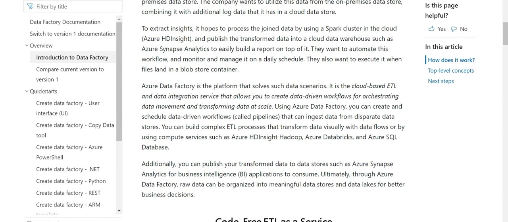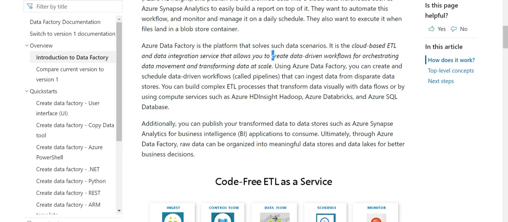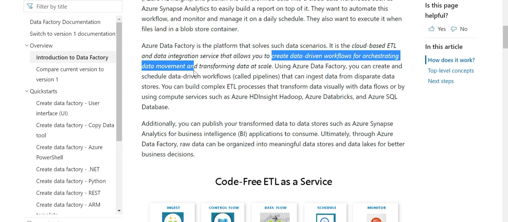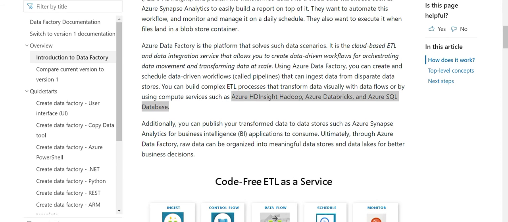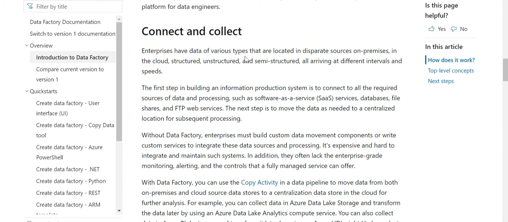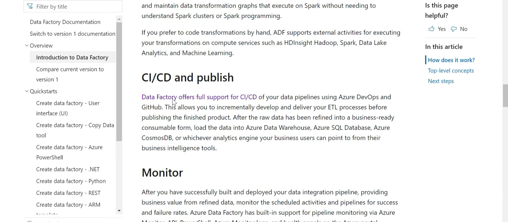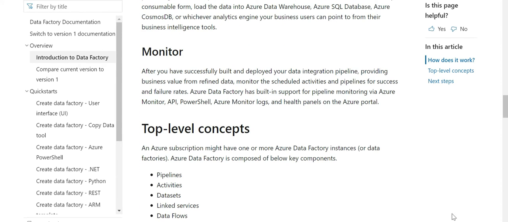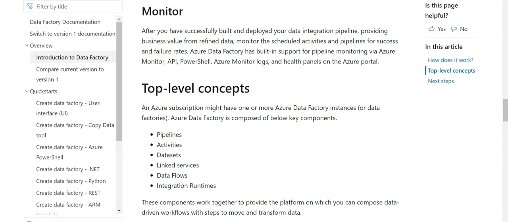Now you can connect it to various databases. You can connect it to HDInsight. You can connect it to Synapse Analytics, and you basically create data-driven workflows for orchestrating data movement and transforming data at scale. You can connect it with Databricks and SQL databases or HDInsight Hadoop as well. At a high level, we connect and collect data, transform and enrich, CI/CD and publish, monitor. So this is what we do using Data Factory.